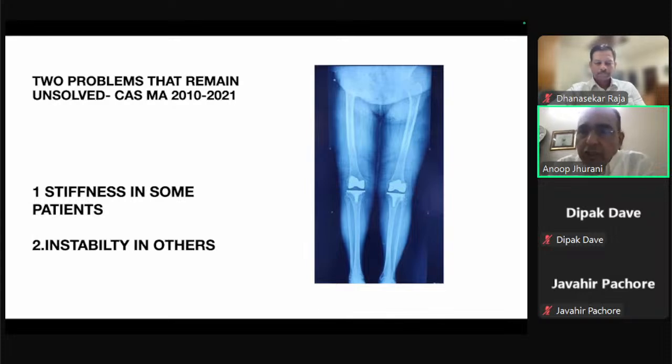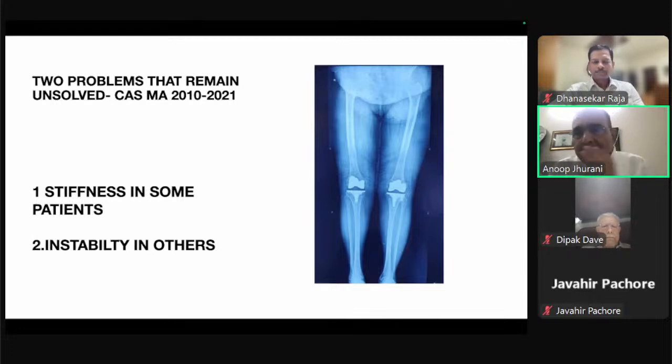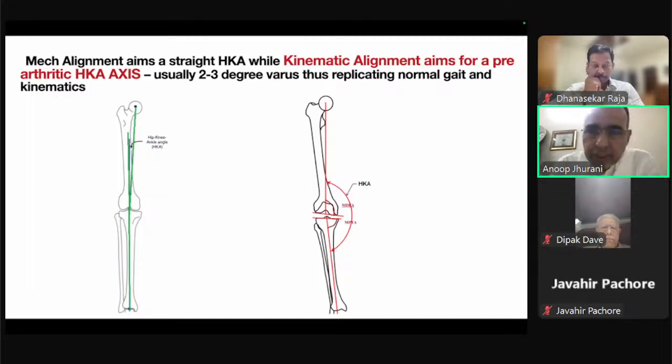The second thing was instability. The reason was that while cutting, even with navigation, you could easily cut 1 or 2 millimeters more through a jig and create instability either in extension or in flexion. So these are 2 problems that remained pertinent in my hands at least: stiffness and instability. That is the time I started looking at kinematic alignment very seriously and started following all the principles.